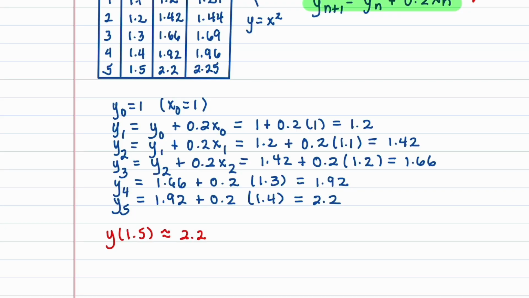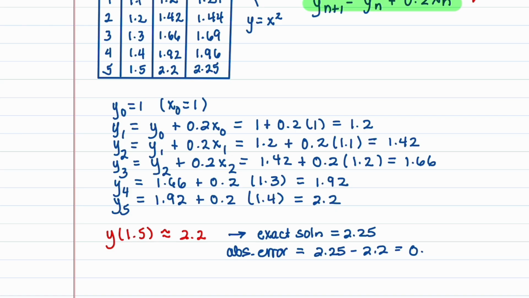Going back to our approximate solution, we can compare this to our exact solution, which is equal to 2.25. So we can say that the absolute error is going to be our exact solution, 2.25, minus our approximate solution. And we have an absolute error of 0.05. And let's make a note, this is when our step size is 0.1.